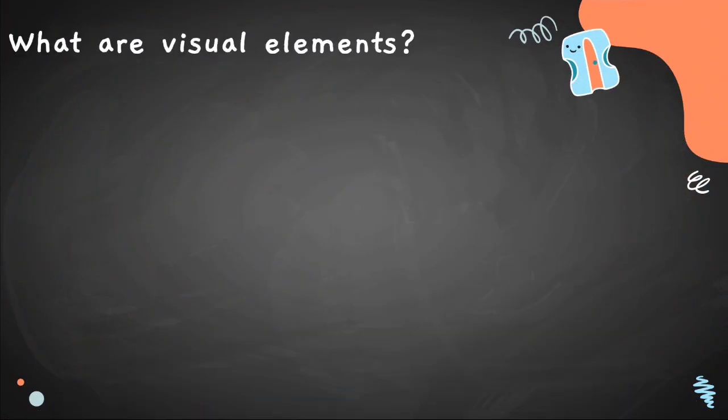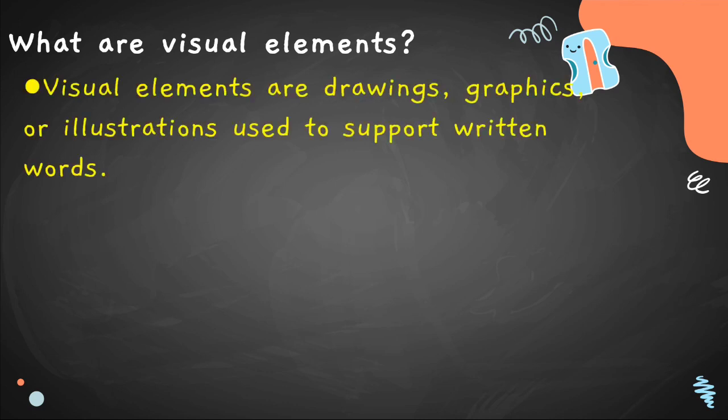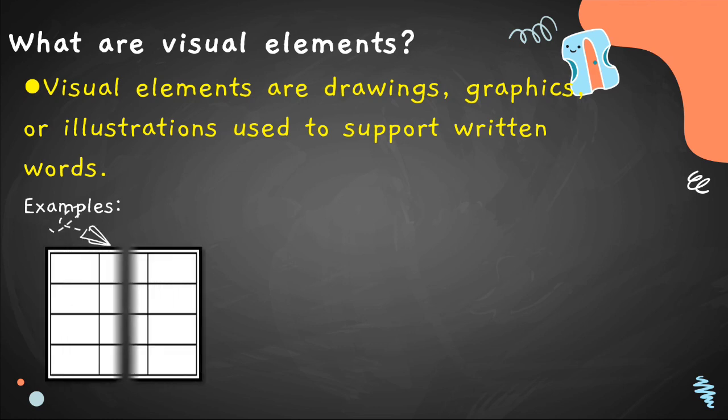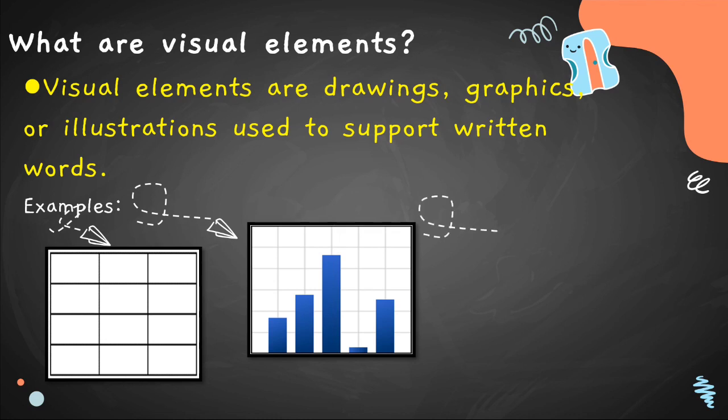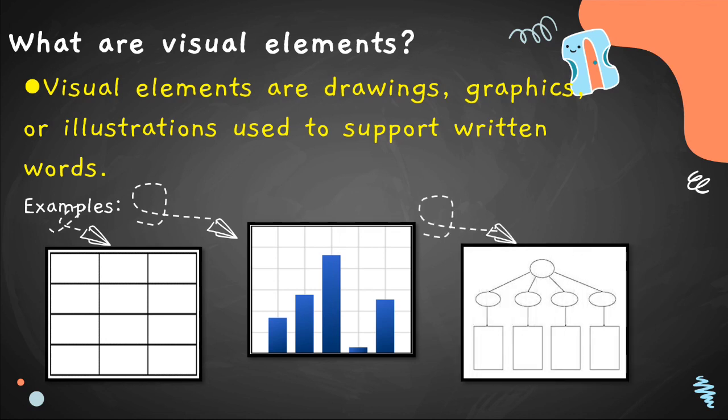So, what are visual elements? That's it. Visual elements are drawings, graphics, or illustrations used to support written words. Examples include table, graph, information or concept map.